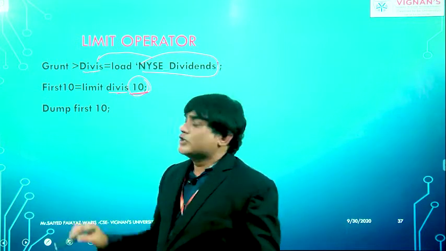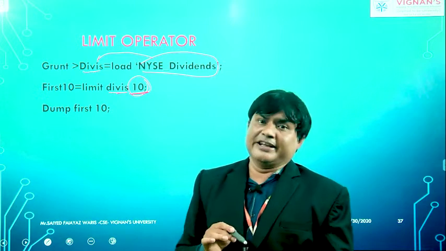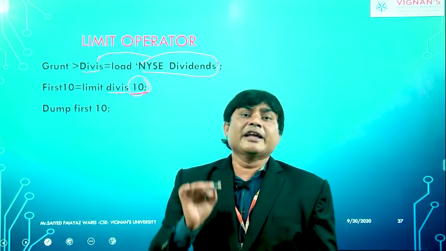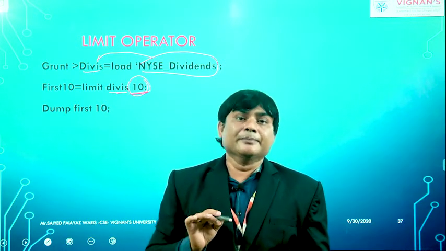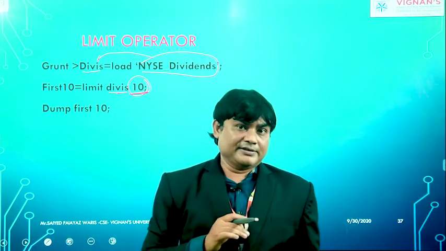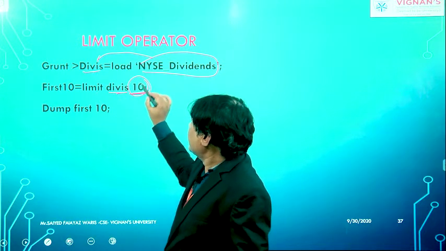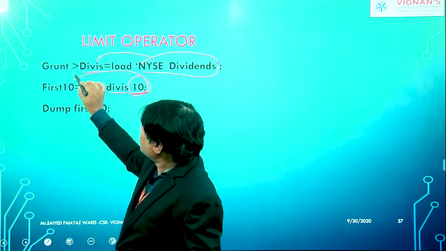Because in division you may have multiple records, a large amount of data. I want only 10 records, only 10 tuples, from this division relation. In this case I can say limit division 10, and these records will go into first 10.